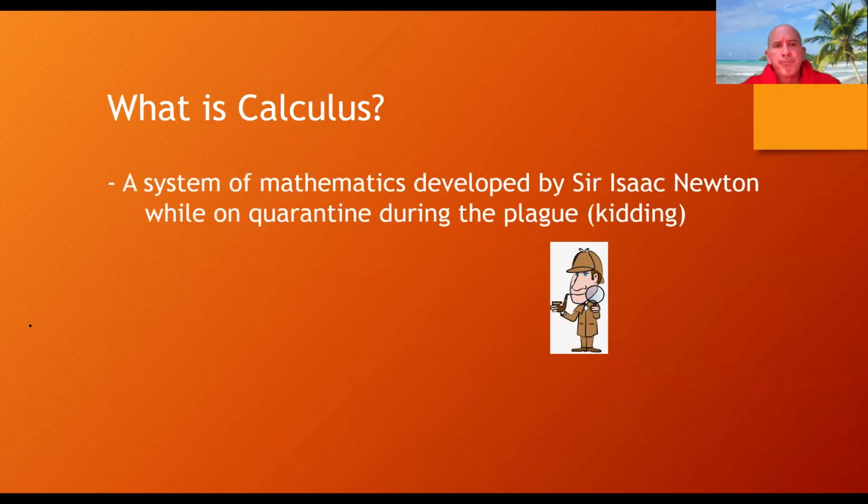What is calculus? System of mathematics developed by Sir Isaac Newton while on quarantine during the plague. Hey, that's not the calculus we're talking about, but I thought it was funny.